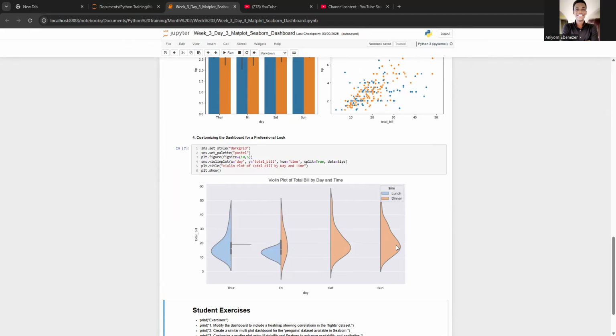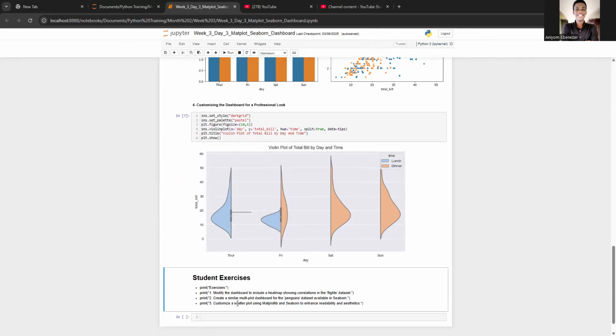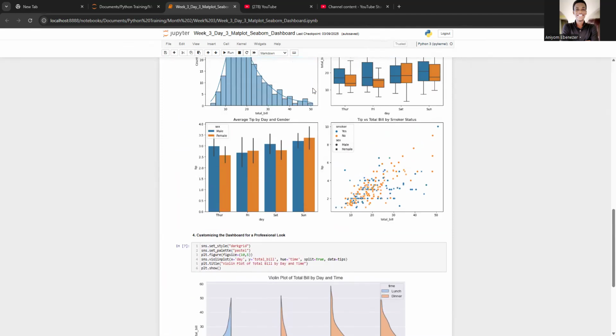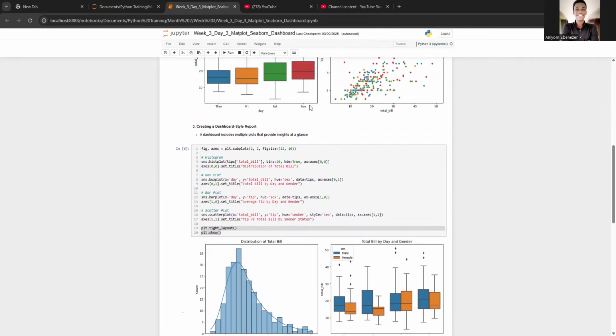So this actually brings us to the end of today's class. It should have been more of you doing the job, right? So you modify the dashboard to include a heat map, and then create a similar multi-dashboard for the data set, right? The same thing should be done. You customize the scatter plots using Matplotlib, and enhance readability. Right, so that brings us to the end of today's class.